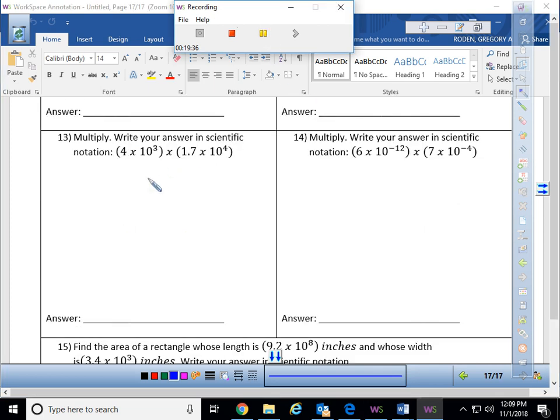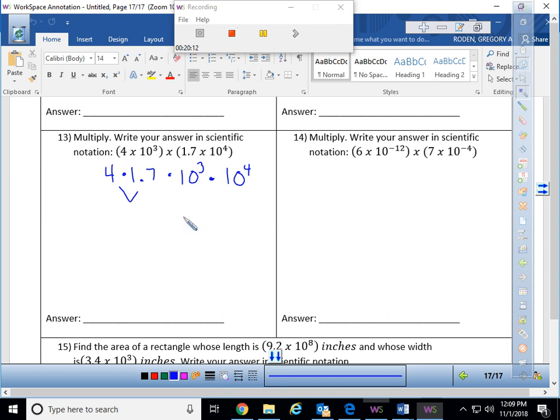Okay, so this one we're going to multiply this out. The first thing I like to do is rearrange all the numbers. All these numbers are just being multiplied together, and there's this really cool property in math called the commutative property of multiplication, which means I can just switch all the orders around and it won't change anything. So I'm going to put the 4 next to the 1.7, and then I'm going to put the 10 to the third next to the 10 to the fourth, and then I'll just simply take care of these two first.